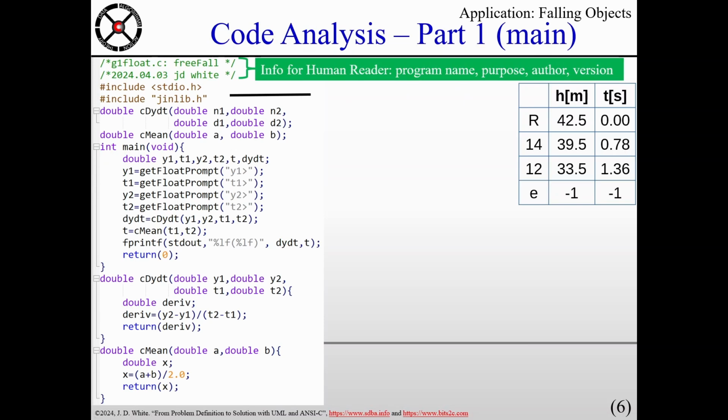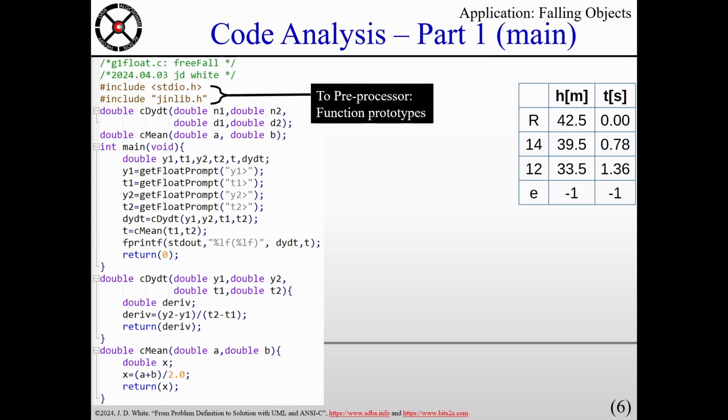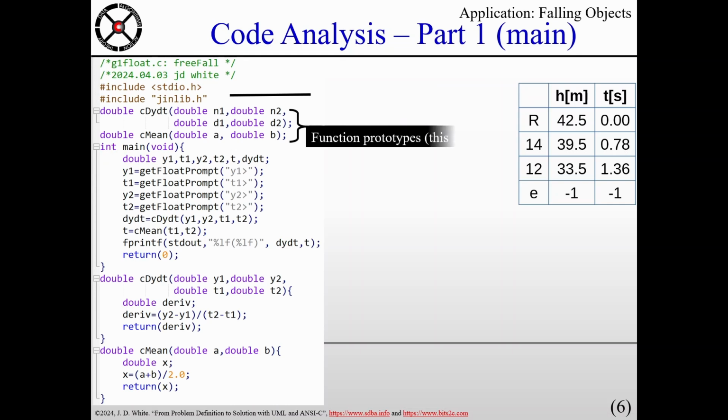First of all, we have the first two lines with the info for the human reader: the program name, purpose, author, and version. The next couple of lines were to the preprocessor, some function prototypes. In other words, that's where they're located, ones that aren't in this file. These are function prototypes that are in this file. And then main started. The real program started.